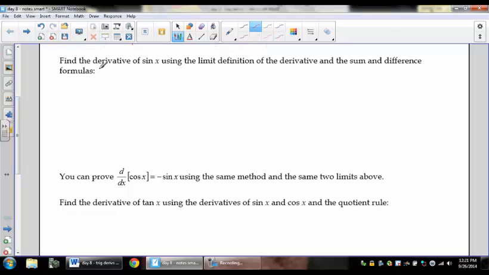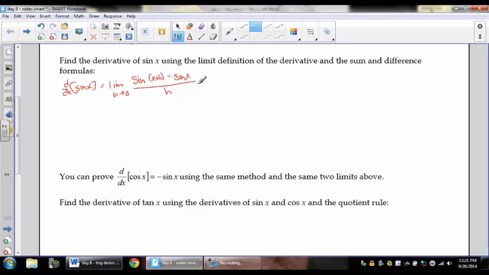Now, let's say I want to find the derivative of sine x using the limit definition of the derivative and the sum and difference formulas. Basically, the derivative of sine x is going to be the limit as h approaches 0 of f of x plus h, which is the sine of x plus h, minus f of x, minus sine x, all over h. F of x plus h minus f of x all over h. And I want to take the limit as h approaches 0.